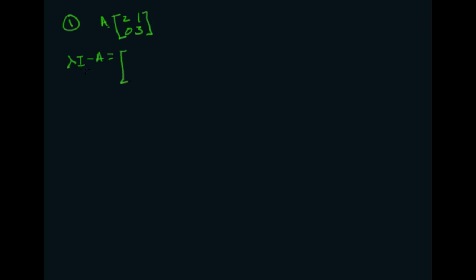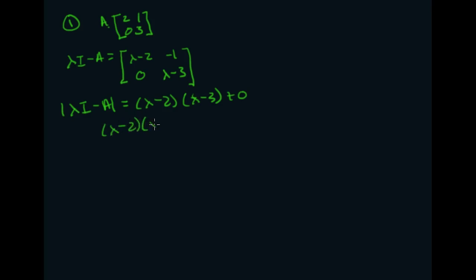which means we take lambda minus 2 here. 0 minus 1 is going to be negative 1 there. 0 minus 0 is 0. And lambda minus 3 here. And then we want to take the determinant of that. So it's a 2 by 2, so you go down, which is going to give me lambda minus 2 times lambda minus 3 plus 0. So this is the same as lambda minus 2 times lambda minus 3. That's equal to 0, meaning that lambda is either 2 or 3.